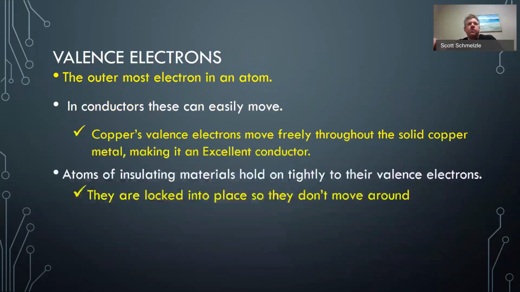Okay. So valence electrons, again, are the outermost in an atom. In conductors, these can move easily. Copper allows it to happen. Gold allows it to happen. Silver allows it to happen. Brass allows it to happen.